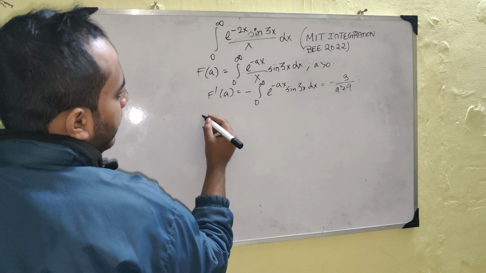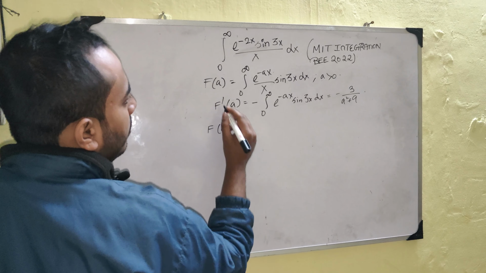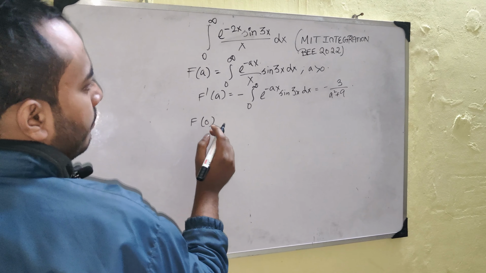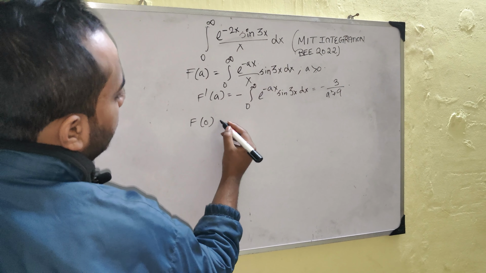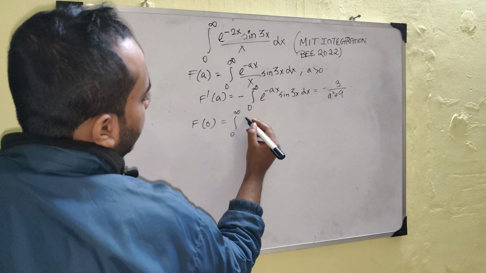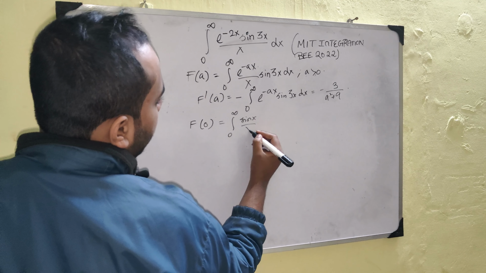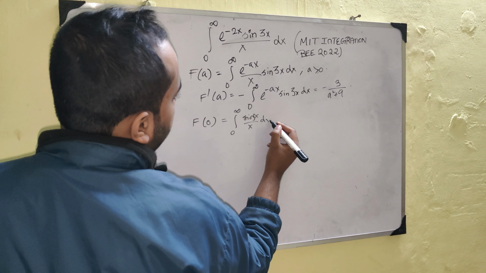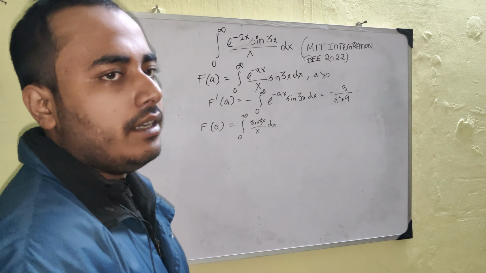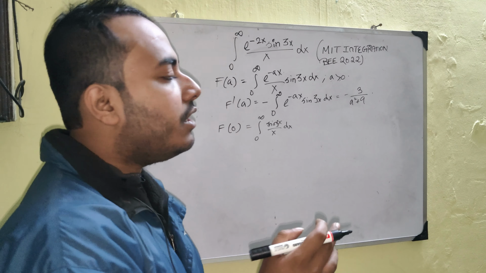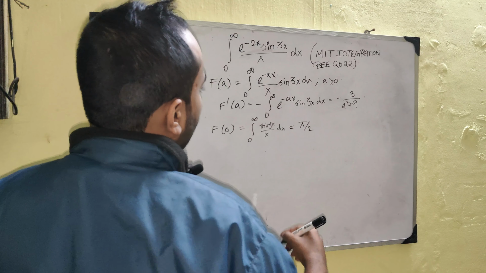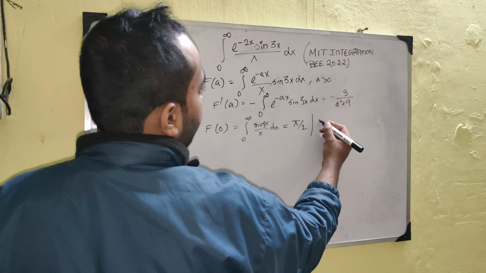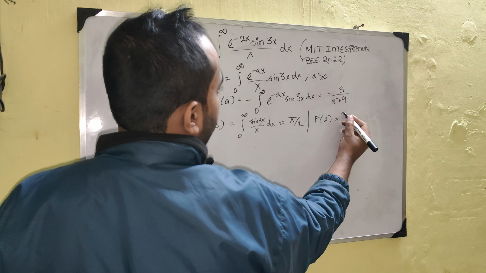Now understand, f of 0, if you were to find f of 0, which you can actually do for a greater than or equal to 0, f of 0 is integral from 0 to infinity of sine 3x by x dx. It's a pretty standard integral. You can see on the top right, a variant of this also has been done there. This is equal to pi by 2. What we require is f of 2, correct? We require f of 2.